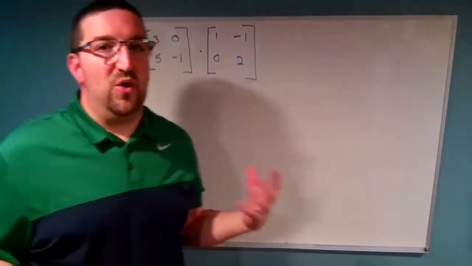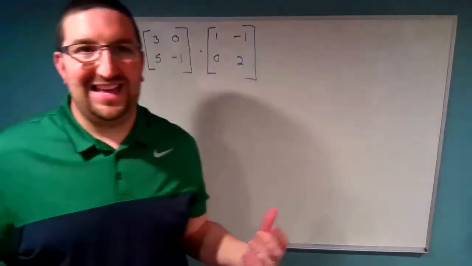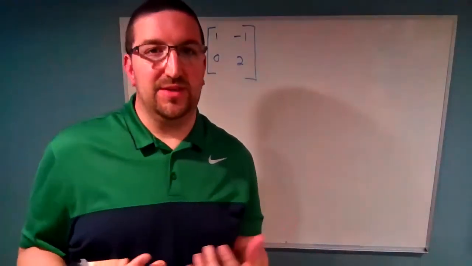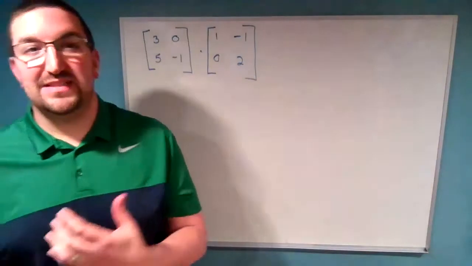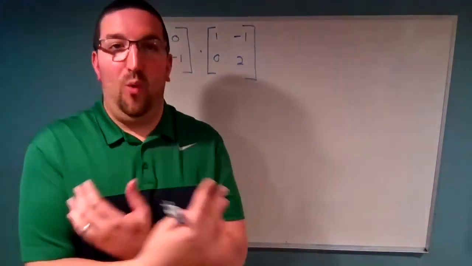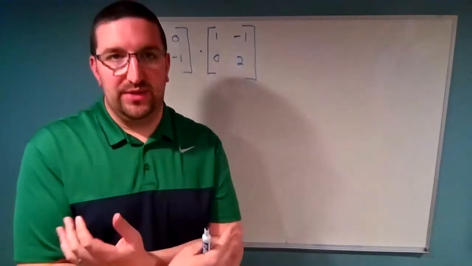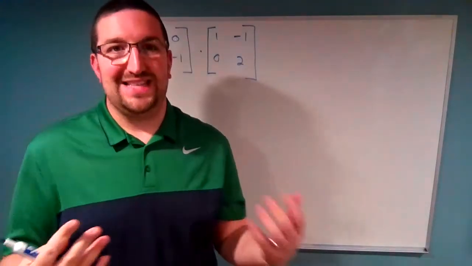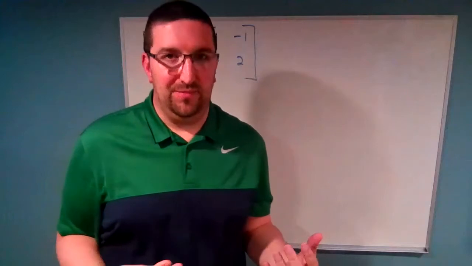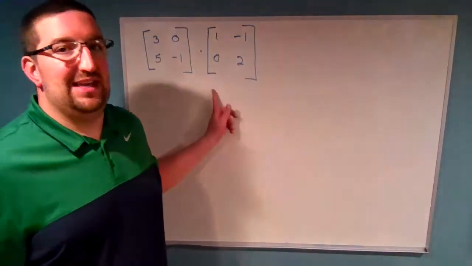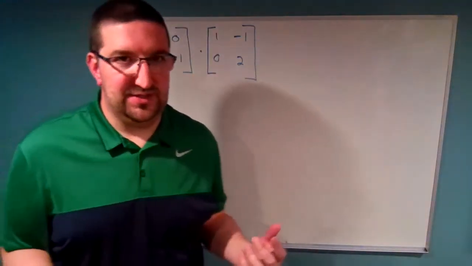Now we all know that multiplying regular numbers together is something called commutative, which means it's the same no matter what order we do it in. So 2 times 3 is the same thing as 3 times 2. Right? It doesn't matter what order we multiply in. Let's see if the same thing holds true with matrices.